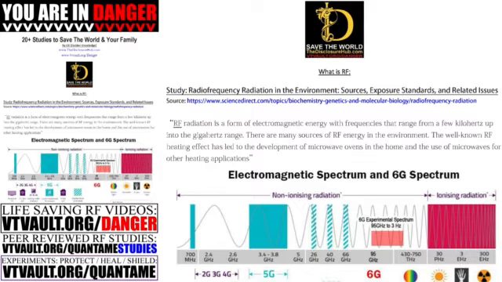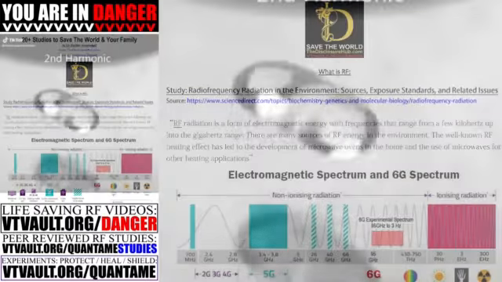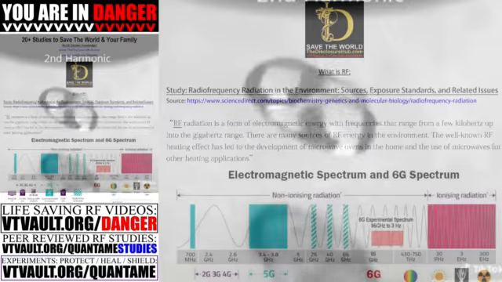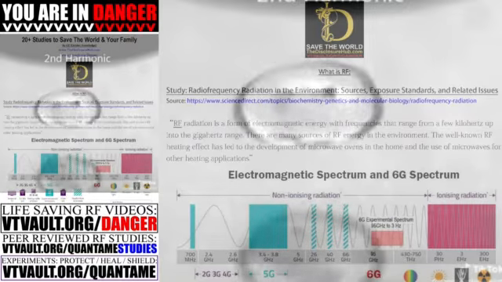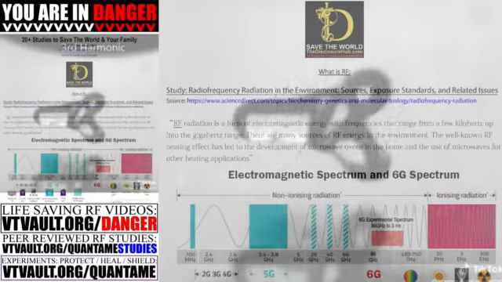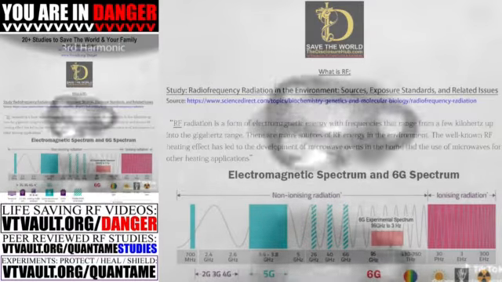The well-known RF heating effect has led to the development of microwave ovens in the home and use of microwaves for other heating applications. Now real quick, if you look below at the graph, you'll see non-ionizing radiation with ionizing radiation, being nuclear bombs, X-rays, and ultraviolet light. Now let me just tell you how this works. So 1 hertz is 1 pulse per 1 second. And then if you move up to 1,000 hertz, 1,000 hertz is 1,000 pulses per second.